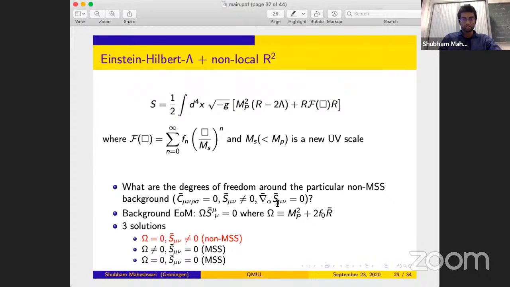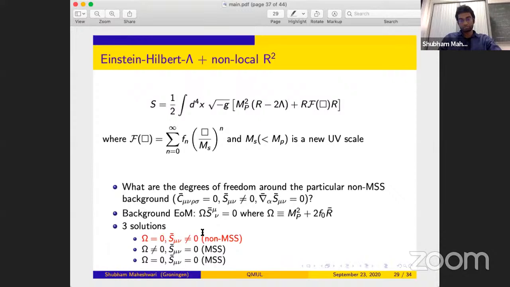If you impose these conditions in the equations of motion that you get after varying this action, the background equations of motion look simply like this. They have this simple form where omega is just a number which is M_P squared plus 2 f0 R bar. R bar is the background Ricci scalar, and f0 is the first coefficient in the expansion of this f of box. So there are three solutions to this background equation of motion. One is where you can have omega to be 0 but S bar non-zero, or the other way around, or the third case is where you have both 0.